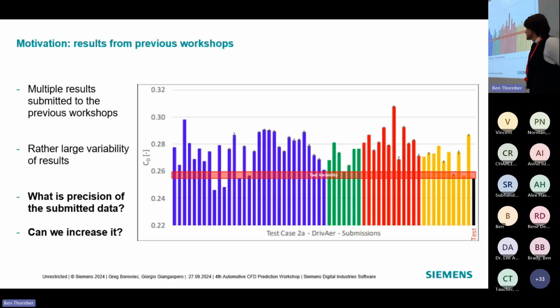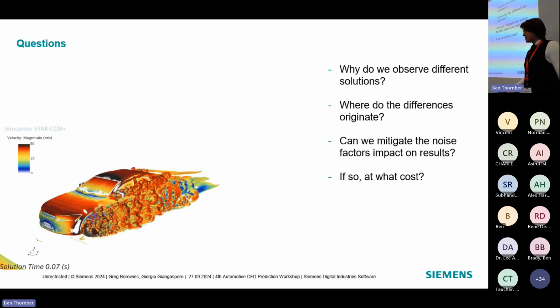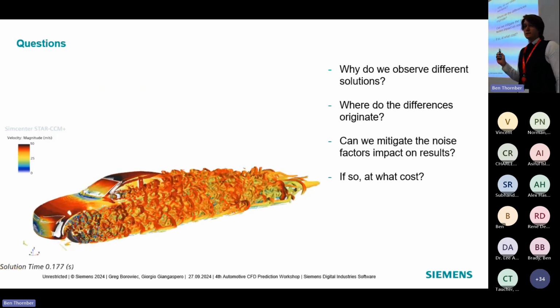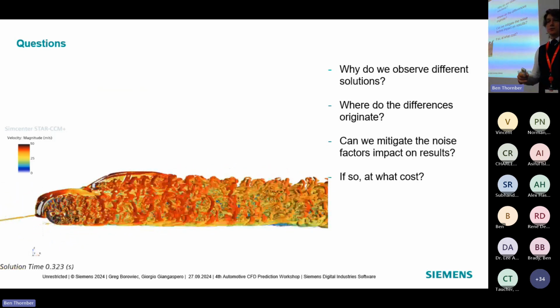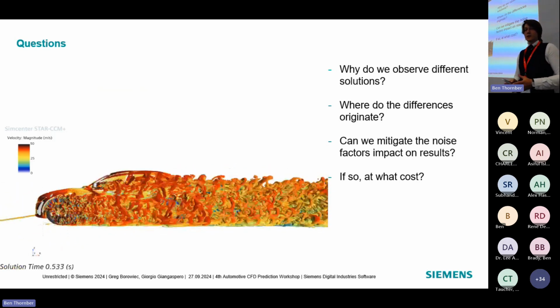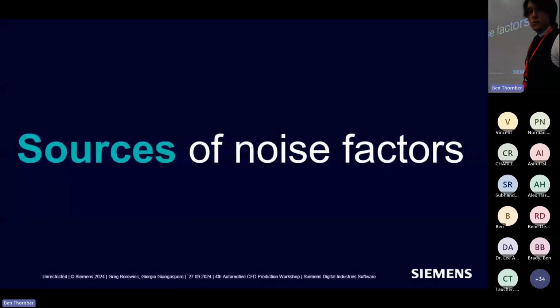In previous workshops, we've seen many results being submitted with rather large variability, and we asked ourselves how much of this variability is due to the accuracy of the code and its best practices, and how much is simply due to noise factors. We asked ourselves whether we can improve the precision of the data, and why do we observe the different solutions, where those solutions originate, can we mitigate them, and if so, at what cost?